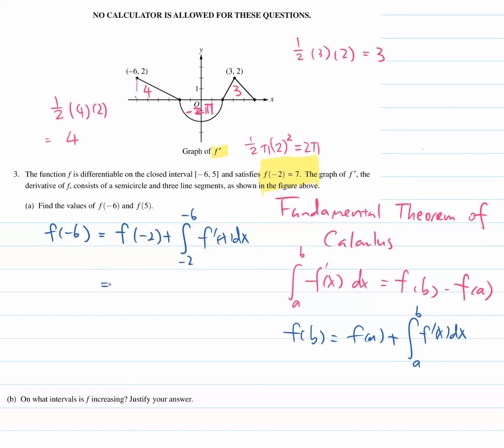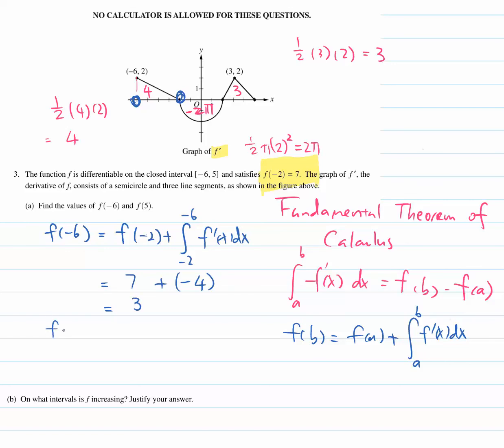And we know that f of negative 2 equals 7, and the integral, which is the area under the curve, from negative 2, the point right here, to the point right there. We know the area is 4, but because it's going from right to left, meaning negative 2 to negative 6, we need to put a minus in front. So our value for f of negative 6 is 3.